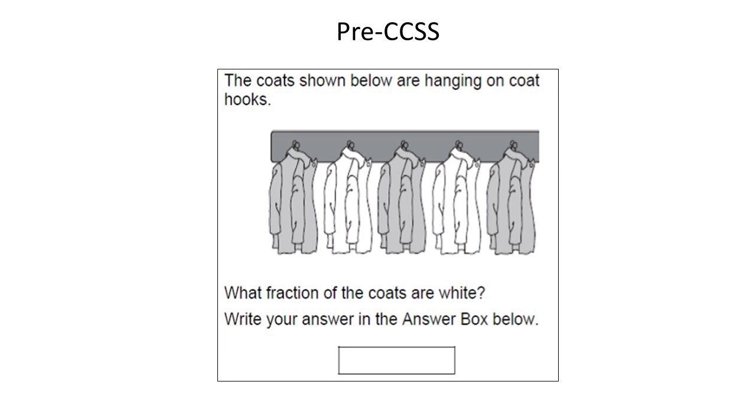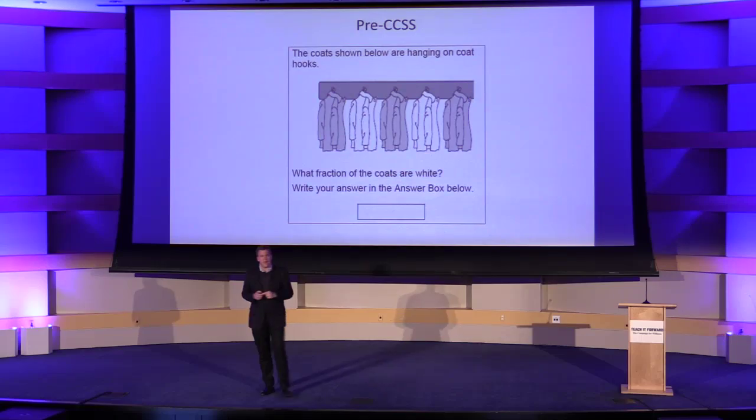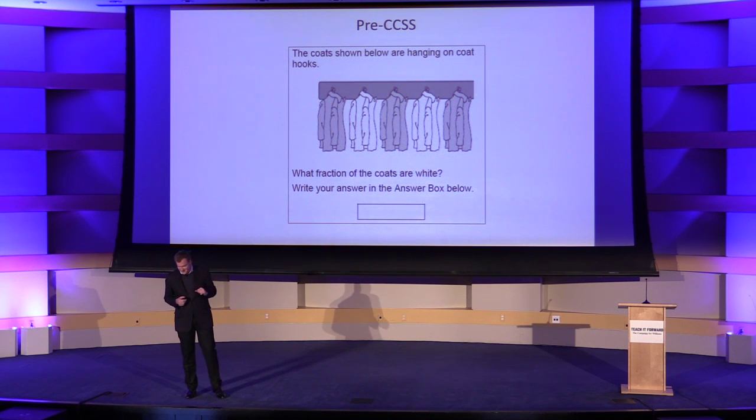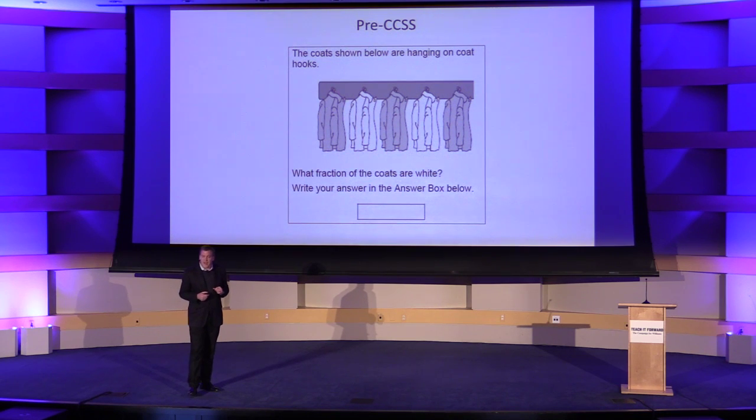Let me do some before and after. Here's a fraction problem, everybody's favorite subject. This is a test question from one of the more highly regarded tests of mathematics from the state math test before the Common Core. So what fraction of the coats are white? There are 2 white and 3 shaded gray. So writing the answer, you write a 2 on top of a 3, and you get the answer right. Oh, I'm sorry. No, you don't. But I'll bet kids do. It's a 2 over a 5, and you get them right.